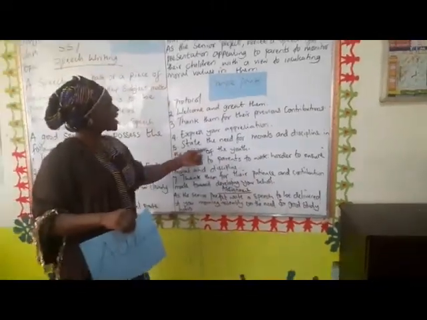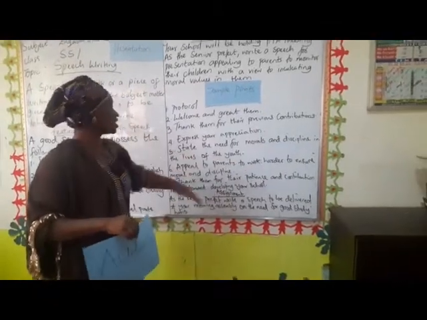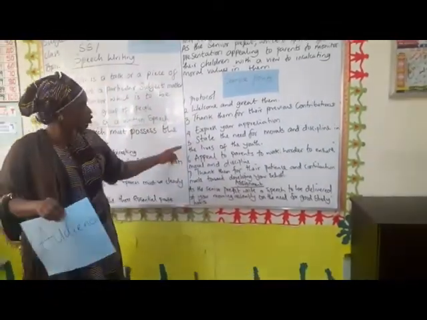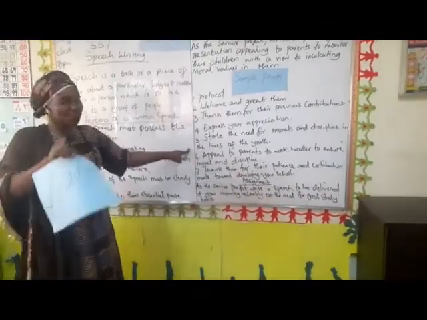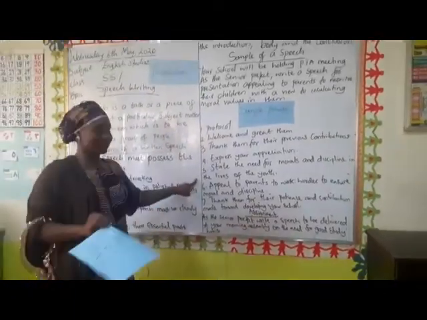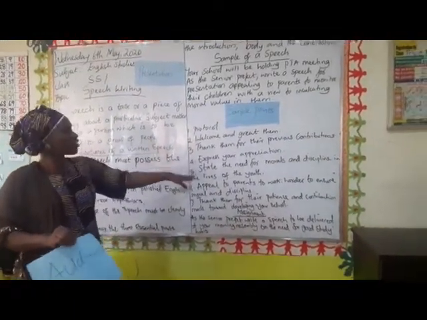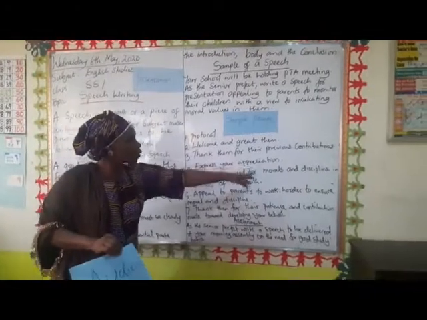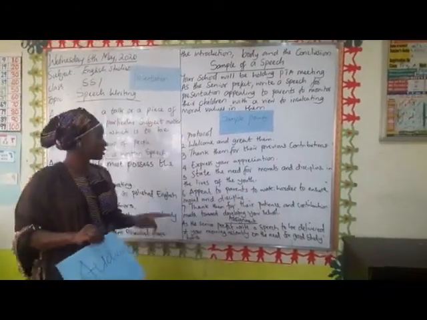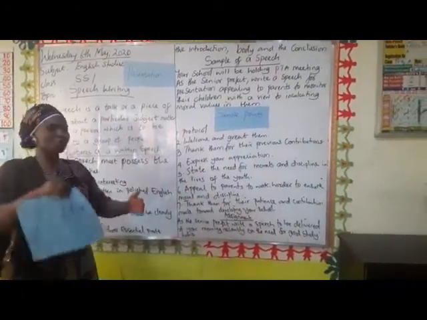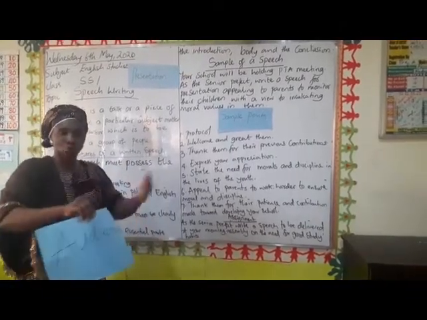Then number five, state the need for morals and discipline in the lives of the youth. Now here you're stating the problem. You're stating the problem that you want to present. Here you state how there is serious need for morals and discipline in the lives of the youth. This is where you gradually unfold what you want to talk about.